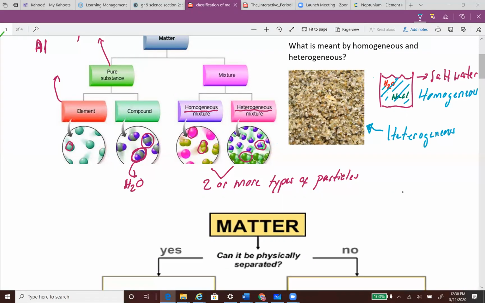So if homogeneous means everything looks the same, then that must mean, because elements and compounds are made up of one type of particle, these must also be homogeneous. Because every aluminum atom is going to look the same, every water molecule is going to look the same. So if I have a piece of aluminum foil or a glass of water, it's going to look the same everywhere, so we can say it's homogeneous. But if I have a mixture, let's say of sand and water, it's obviously not going to look the same everywhere. So then I could say that that is heterogeneous. Okay, so we're going to use some of this terminology, all right?